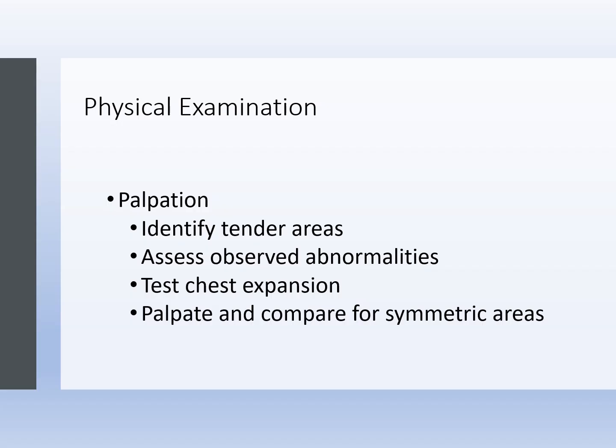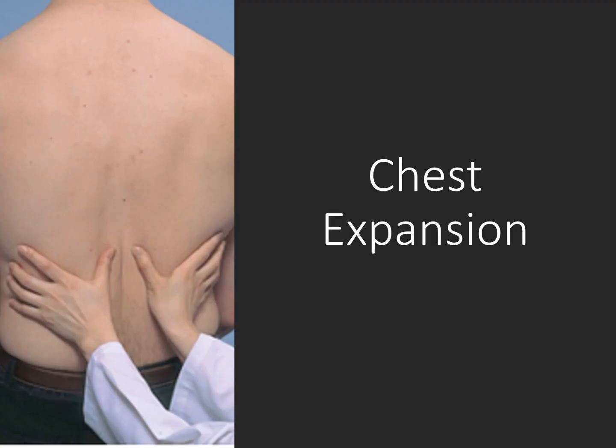When we palpate the chest, we can identify any areas of tenderness, structural abnormalities, check for chest expansion, you'll see this on the next slide, and compare each side for symmetry. On the left, you can see the examiner checking for chest expansion. We will also practice this in lab. With hands placed side by side, you will ask the patient to take a deep breath and will note expansion of the chest. You will be looking for symmetrical movement.